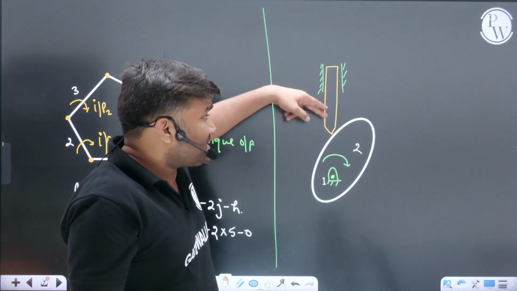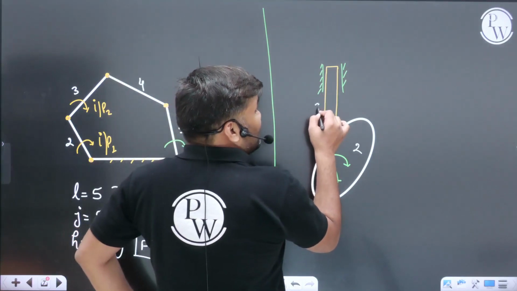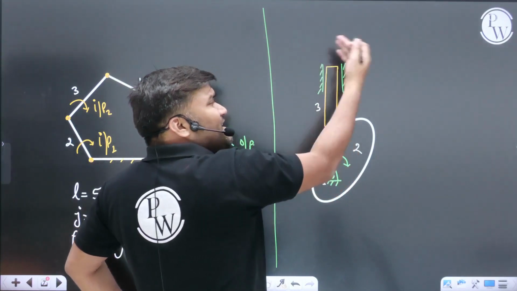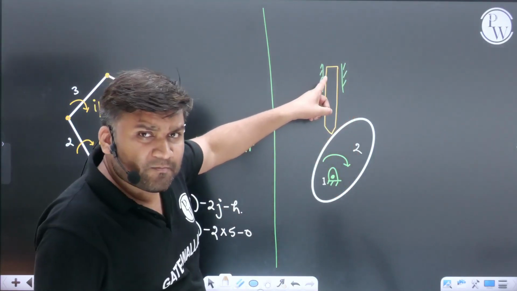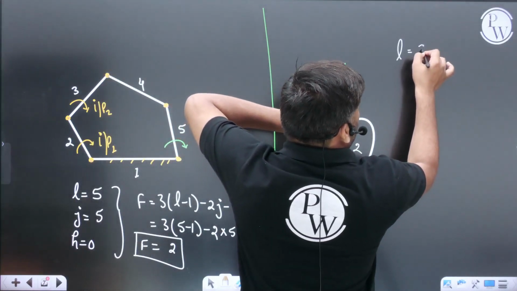With respect to link 2, this link, the follower, also has a certain type of motion. I will call this link number 3. And again, the fixed link is your link number 1. How many total links are there? The total number of links I can see is 3.